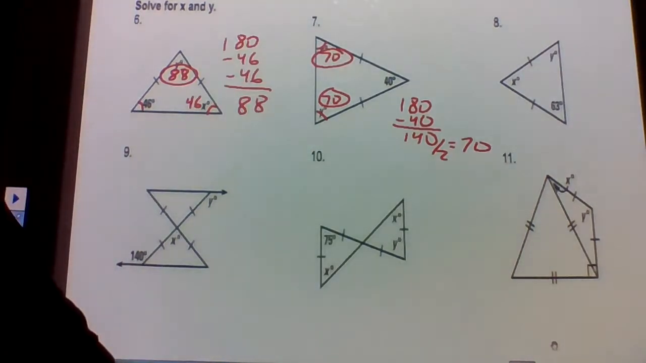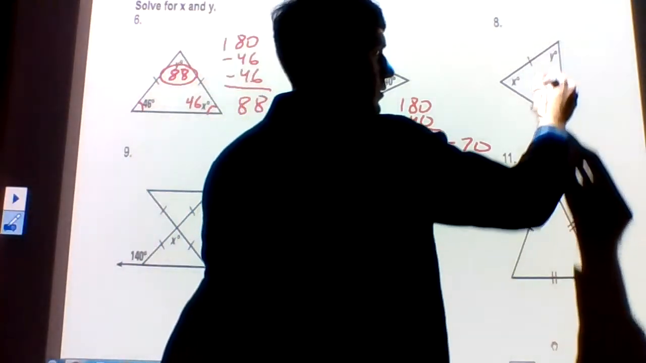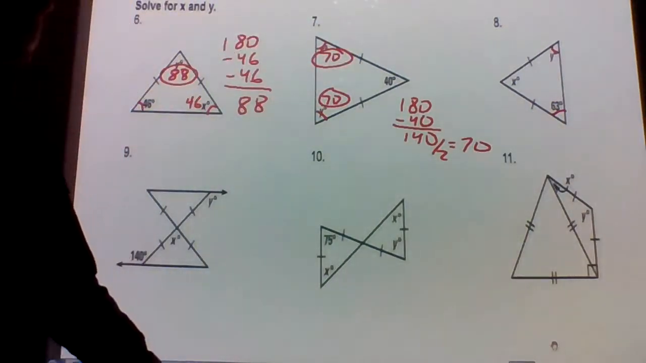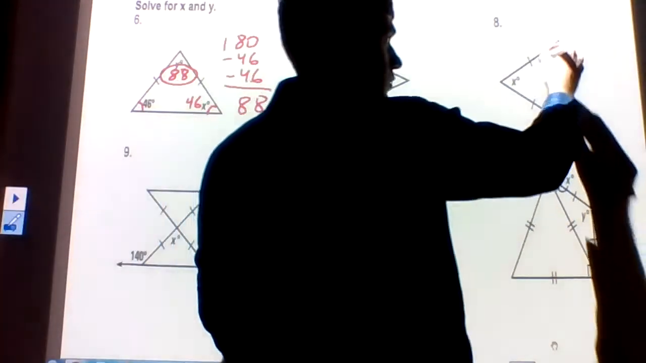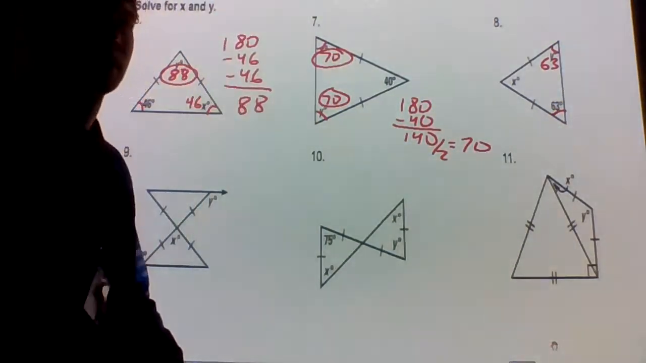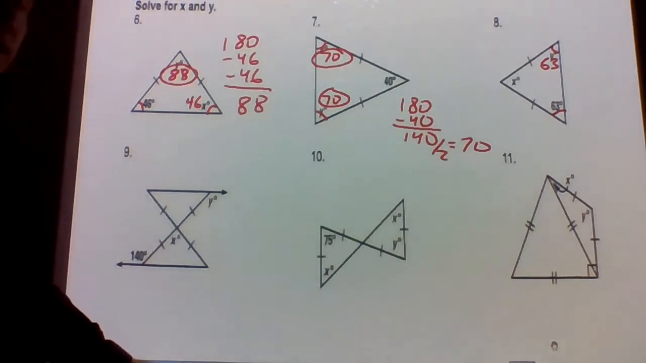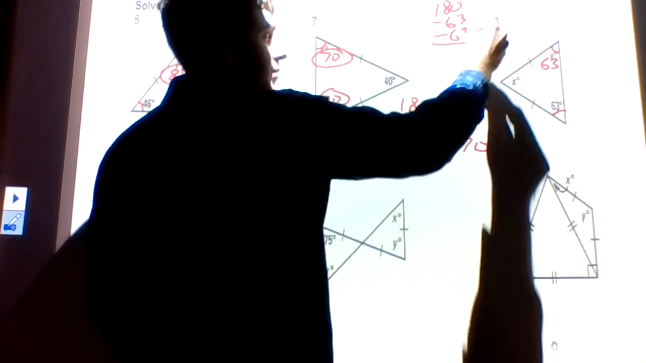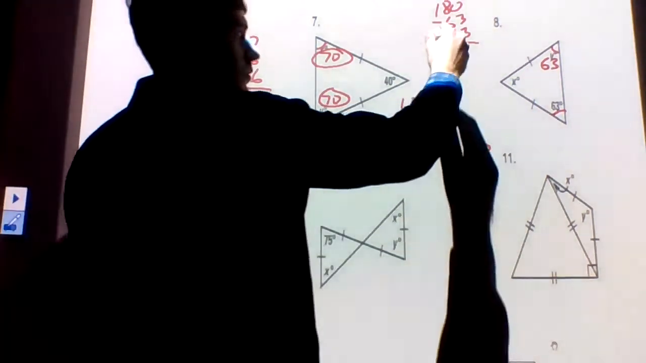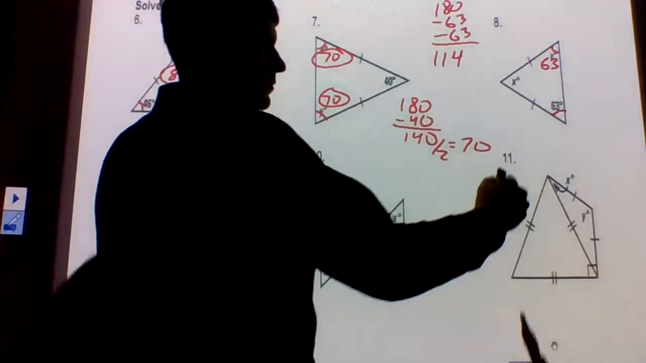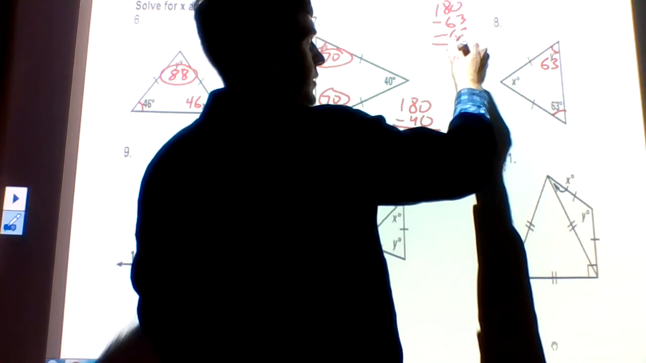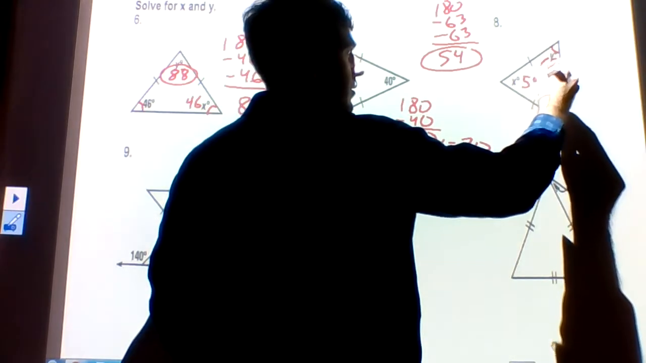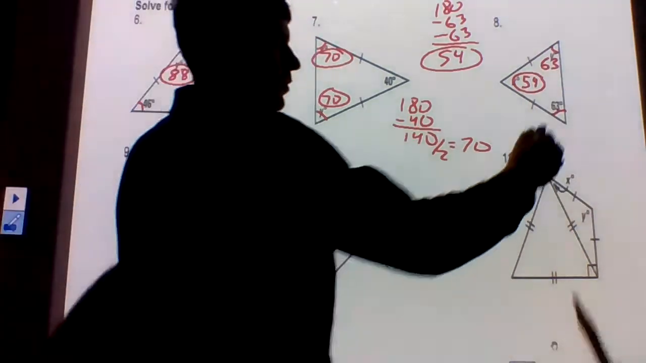Okay, number 8 here, isosceles triangle again. The base angles, the two angles across from the two sides that are congruent, are going to be these two angles, y and 63. That means y is also going to be 63. And to find the third angle of the triangle, we know all three have to add up to 180. So 180 minus 63 minus 63 is 114, right? I'm sorry, 54. Not sure what I was thinking. 54. So x is 54, y is 63.